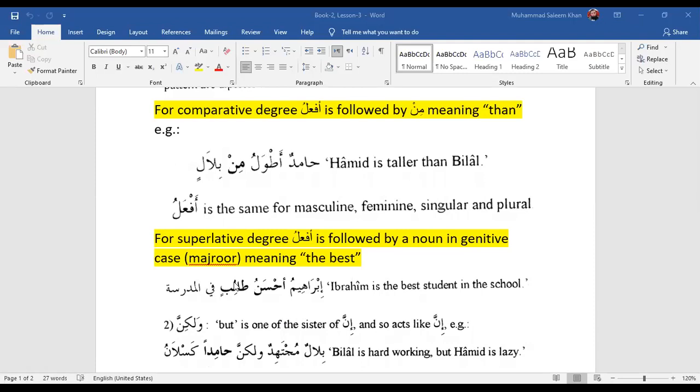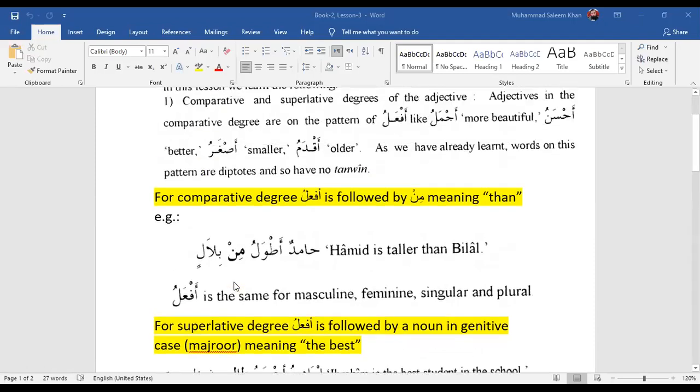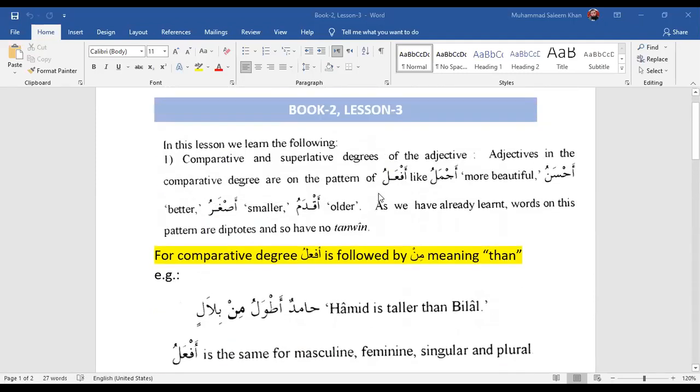All right, so did you get it? Yes, sir. Okay. So what is the summary? The summary is, if we want to compare, we will use an adjective on the pattern of afalu. And after afalu, if we see min, that means we are using it as comparative. If we don't see min after that, that means we are using it for the superlative.